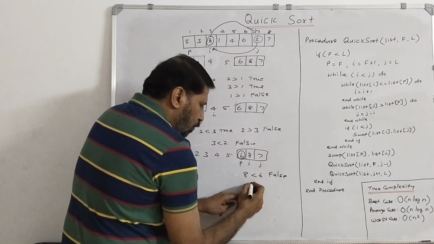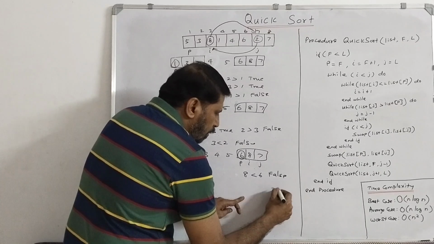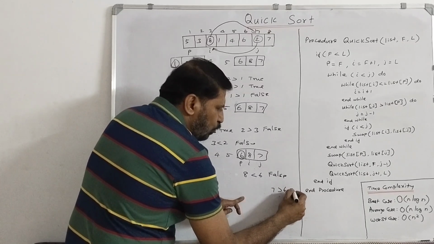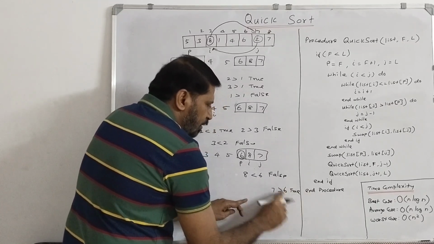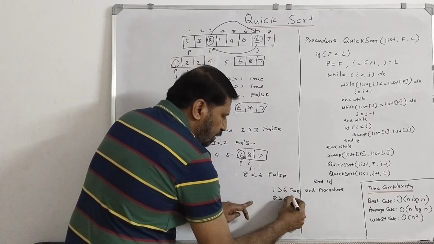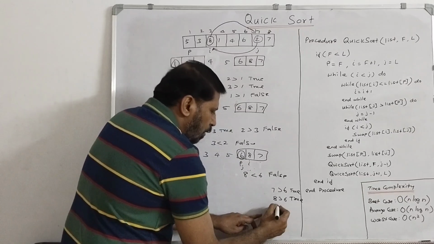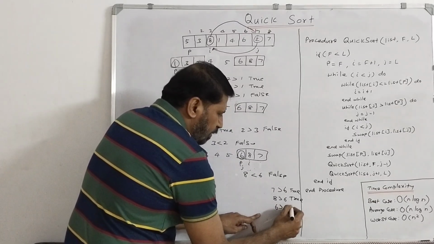Now I come to j. What is the j value? J value is 7. So 7 is greater than 6. Condition true. 7 greater than 6 is true, so j is decremented by 1. 8 greater than 6, condition true, so j is decremented by 1. So 6 greater than 6 is false.